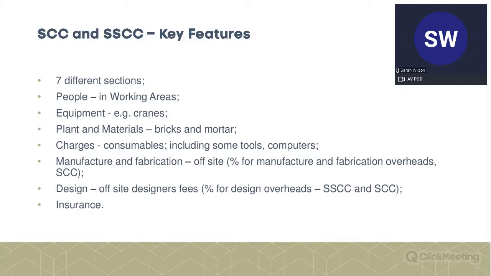The next one is the manufacture and fabrication. So this is solely for things that are manufactured off-site. I'm not going to dwell on that, because I would imagine you don't have a huge amount of that with your work. And then also design, which again covers off-site design. Both of those, the off-site works, are fairly similar, as it says there. There's a percentage allocation for the overheads for those items, but effectively it's done on hourly rates.